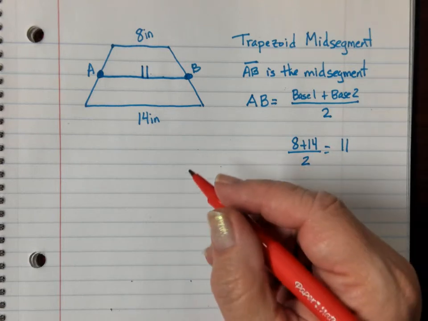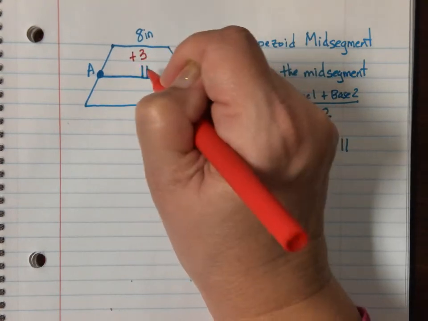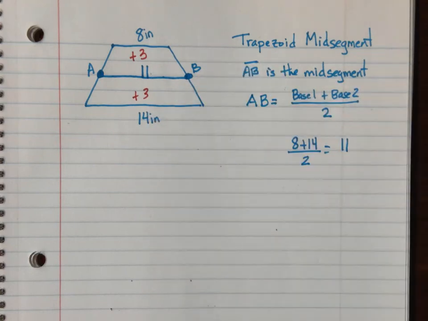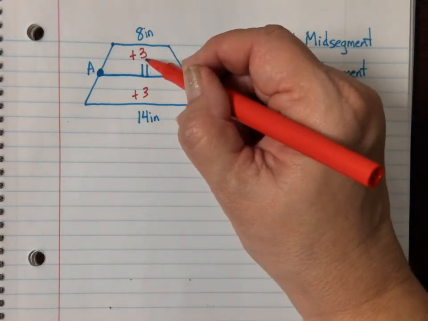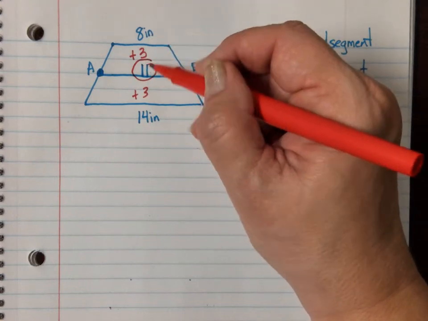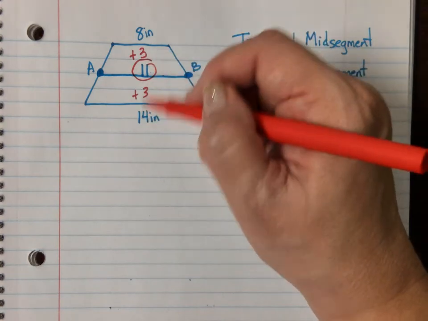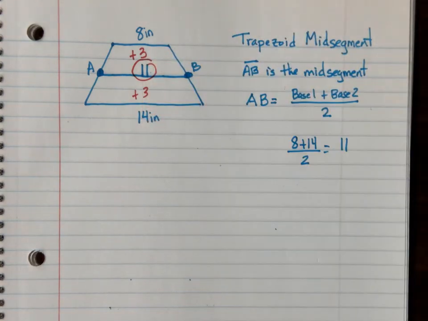Now, here's the way that I like to think about it too. 8 plus 3 gets me to 11. And then 11 plus 3 gets me to 14, right? This is 11. This side is 3 lower. This side is 3 higher. It's equally spaced between those two. It's the average. It's halfway in between.